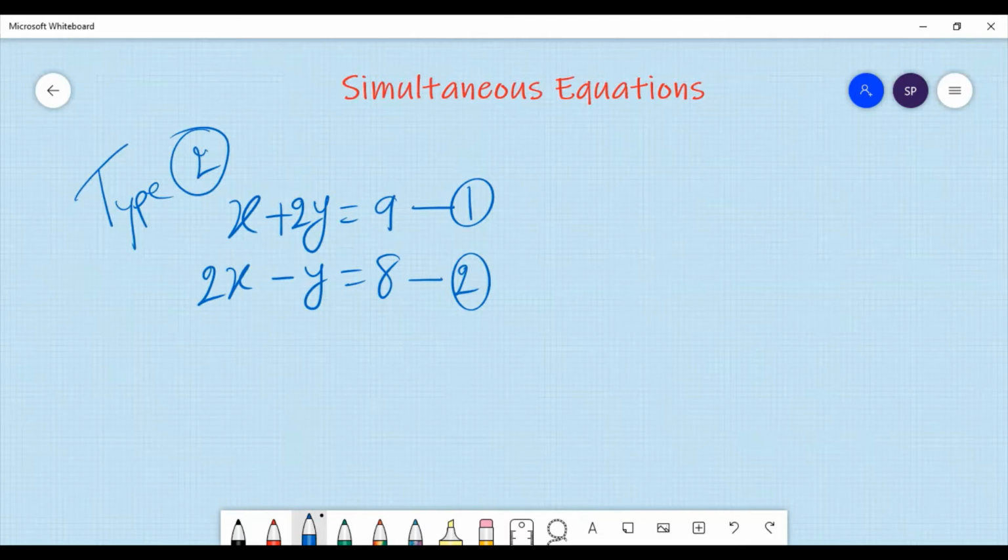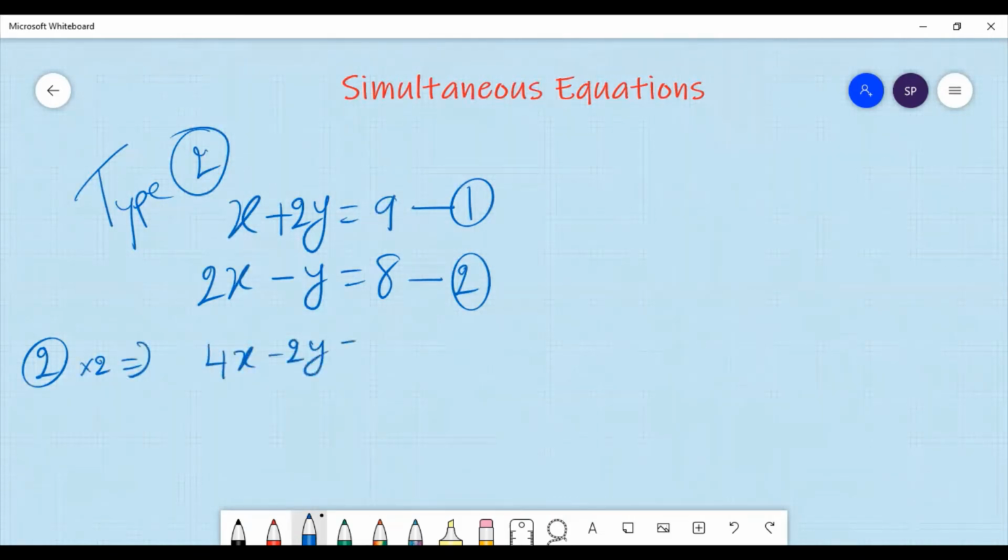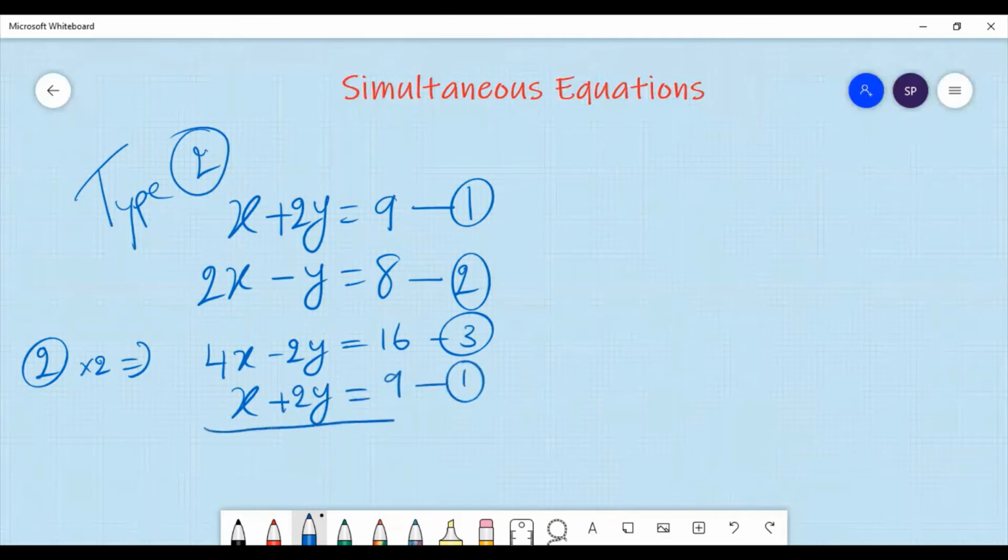So let's say we're going to multiply equation 2 by 2. So what do we get? So we will get 4x minus 2y equals 16. So that's going to be my equation 3. So I also bring down the equation 1 as well, so it's easy for us to do the additions here. So we can add the two equations here.